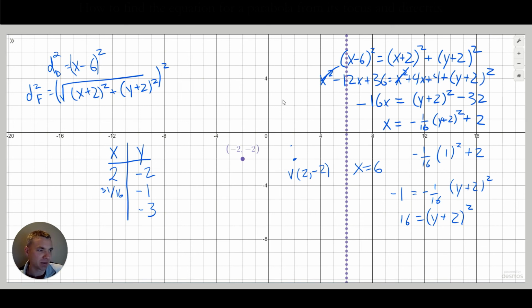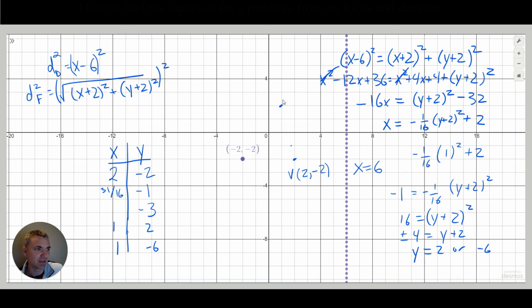At that point, I can take the square root of both sides and say plus or minus 4 equals y plus 2. That means y would equal positive 4 minus 2, which is 2, or negative 4 minus 2, which is negative 6. So I know when y is positive 2, x equals positive 1, and when y is negative 6, x equals positive 1. Now that allows me to plot the points.